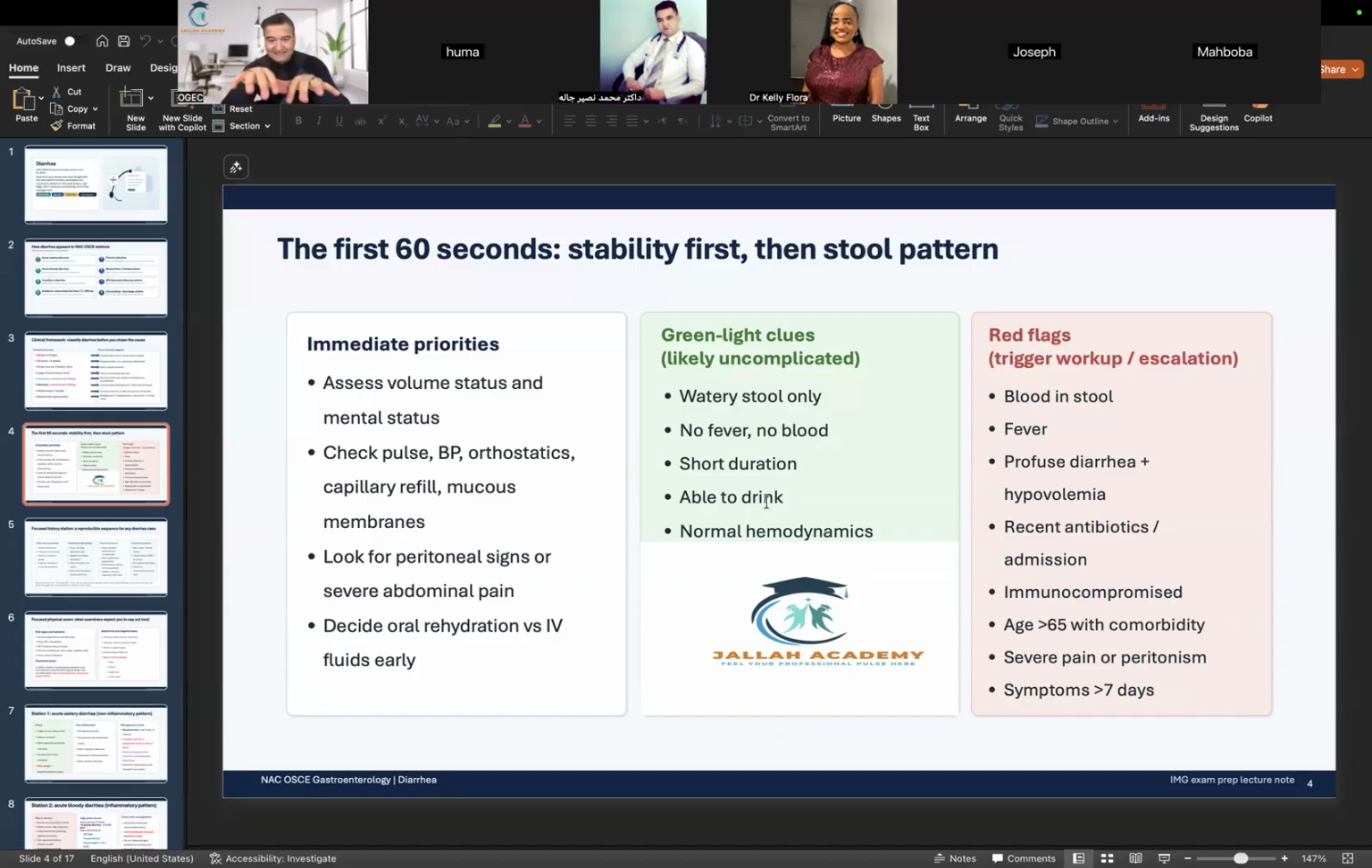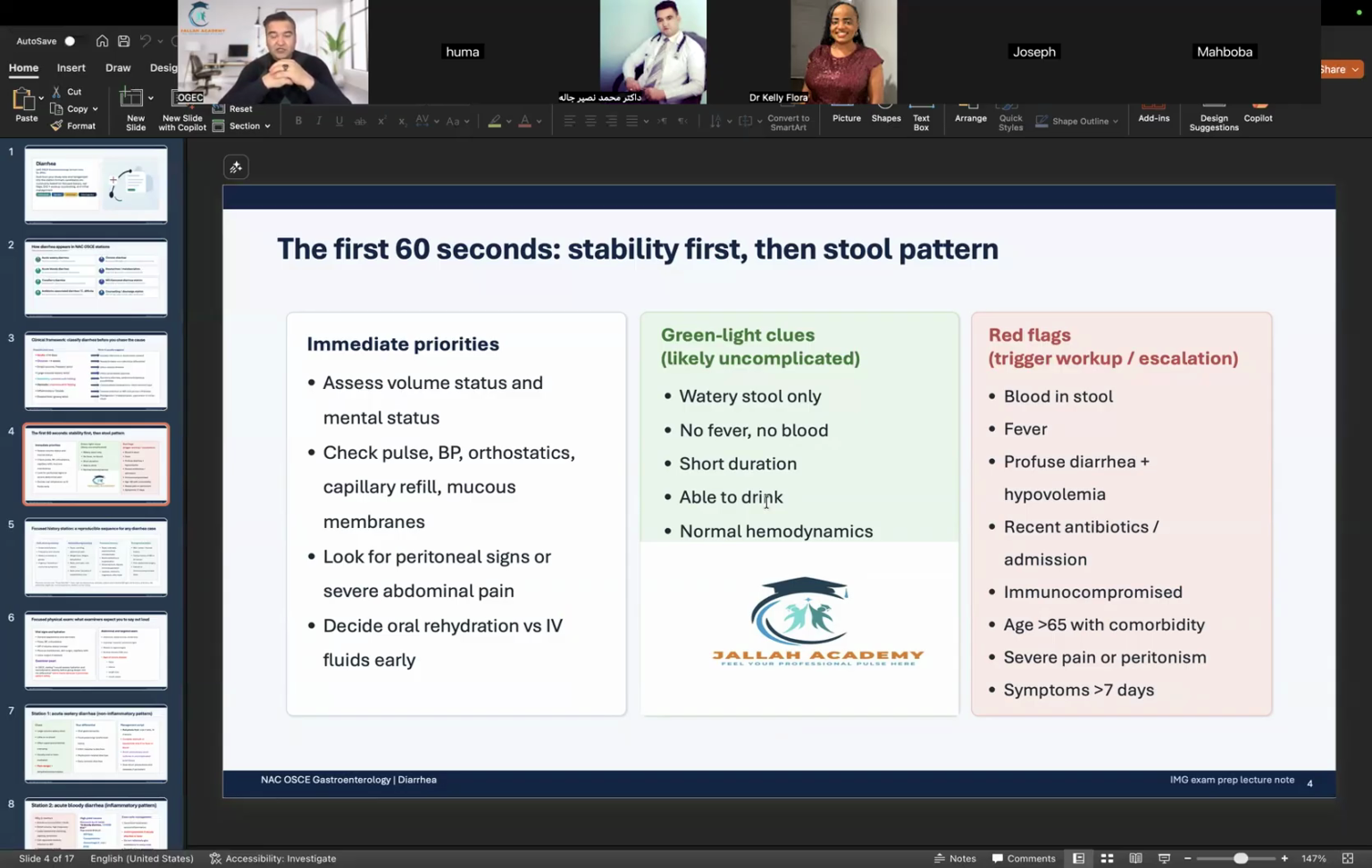Red flags: these are the things that you cannot afford to forget when you're taking history. Please mention them in taking history. Is there any blood in the stool? Do you have fever with it? Is it, in terms of color, in terms of amount or volume? Is it profuse diarrhea?